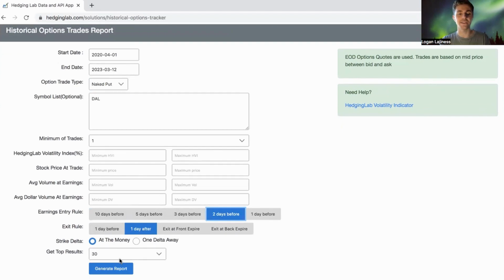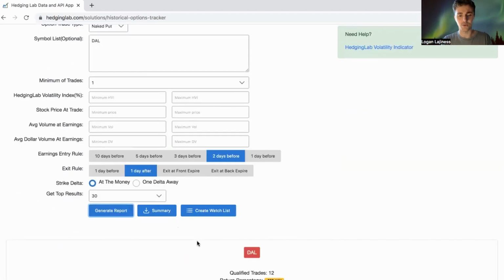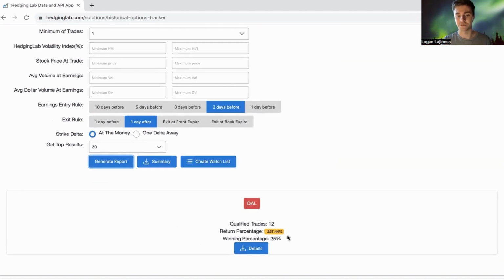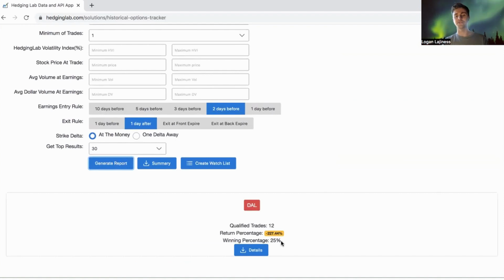And if we were to enter an at-the-money strike price on Delta and generate this report, you would see that this is actually not a profitable strategy over these past few years. You can see that here, right? You would only win 25% of the time, and your return percentage would be minus 227%. So every time you bought a naked put at the money, and it's mainly because Delta probably just didn't exceed the expected move, because as we know, when there's high volatility and it comes to an earnings report, you have to greatly exceed what's expected to become profitable if you're doing naked calls and naked puts, right?